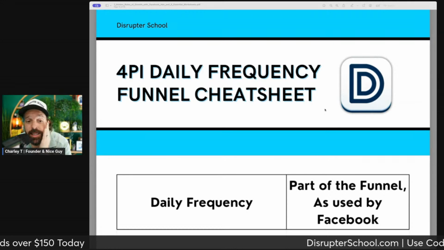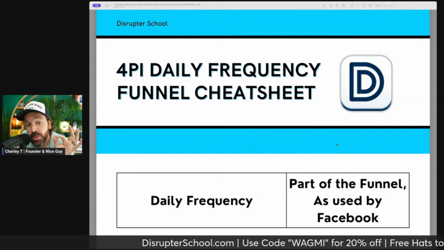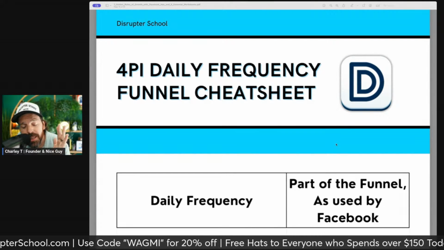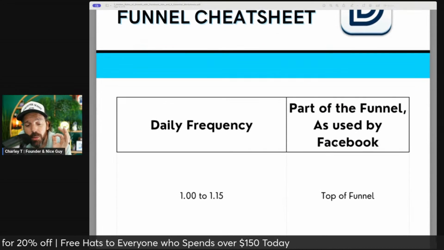Otherwise, you're not going to get the information you need. So the 4 key metrics are frequency, spend, CPM, and CPA. The first thing we're going to tackle today is frequency. This is the part of the funnel and how it's being used by Facebook.